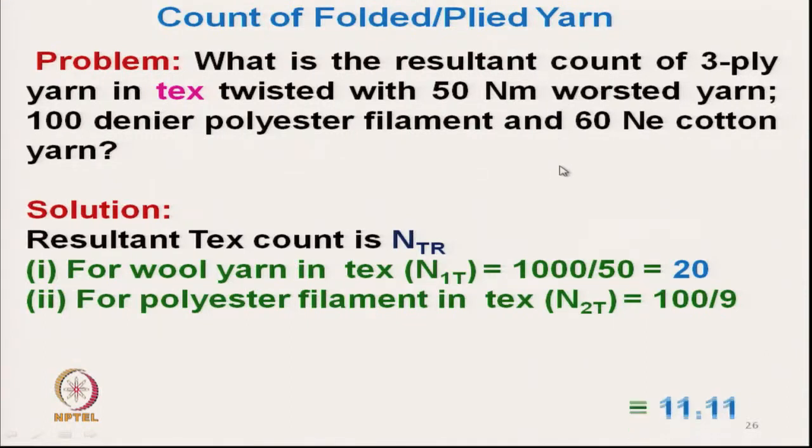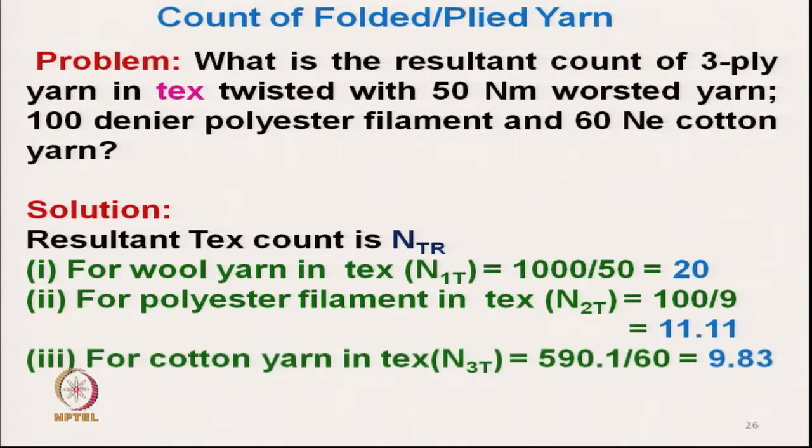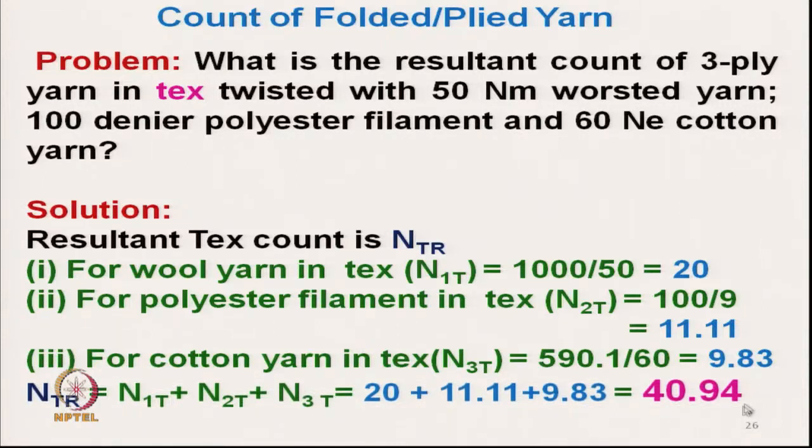So, here the idea was, if we want to calculate the resultant count, the first thing is that we have to convert the individual counts to a single counting system, and the best idea is to convert into a direct system. Here the direct system is TEX, so we converted all these counts into TEX. So, 50 NM metric count yarn has become 20 TEX, 100 denier yarn has become 11.11 TEX, and 60 NE yarn became 9.83 TEX. Then simply we have added, and the resultant count is 40.94 TEX.